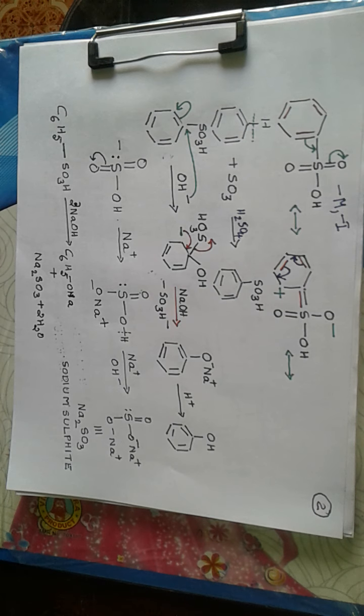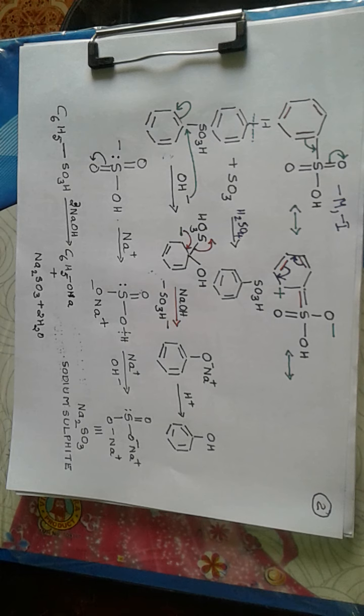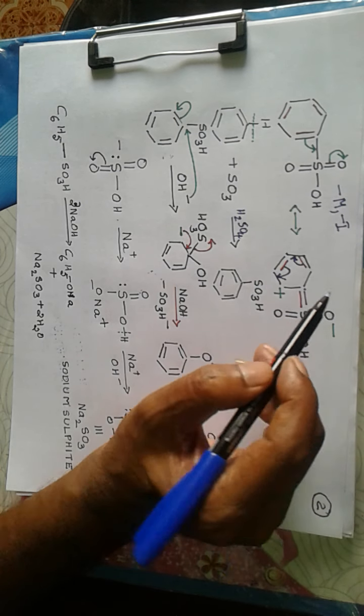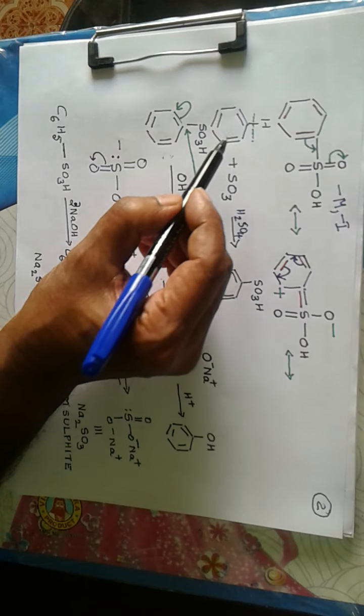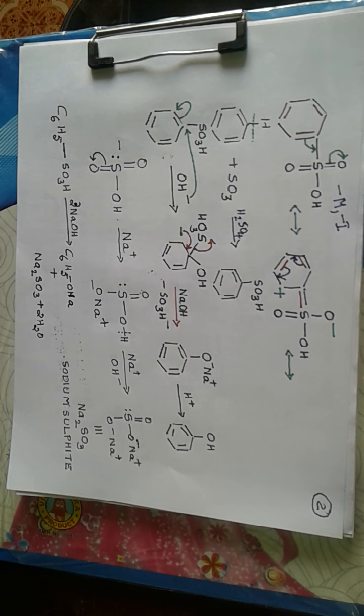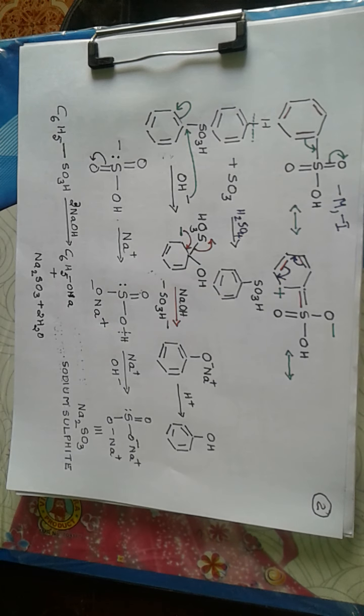Now SO3H is a highly electron withdrawing group, so that this carbon will have positive character due to the electron withdrawing nature of SO3H by minus M and minus I effect. Already we know the ortho and para positions are having positive charge. By minus I effect, this point may have a slight positive charge. So electron density is withdrawn from the ring, making the ring deficient in electron density, so that a nucleophile OH negative can attack this structure.